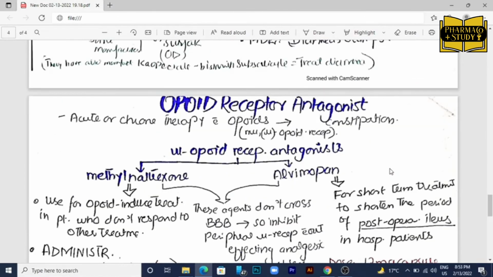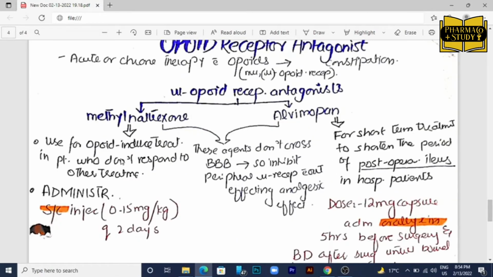Now we come to the opioid receptor antagonists. Opioid receptor antagonists can be given to patients who are having opioid therapy, whether acute opioid therapy or a patient who has taken a large amount of opioid, maybe by mistake or as part of the treatment, and who has constipation, because it is a very common side effect of all the opioids. Acute and chronic therapy with opioids causes constipation. So opioid receptor antagonists can be given to treat this condition.